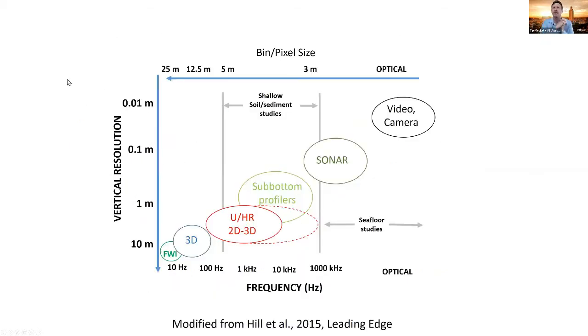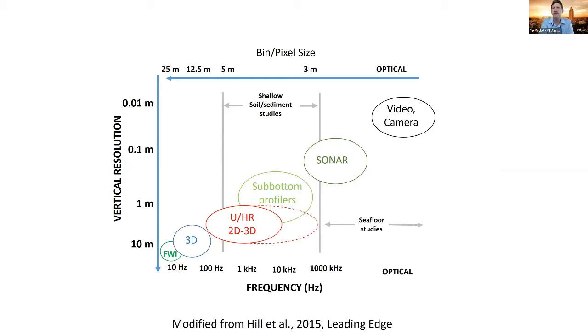For me, this diagram helps put this in context. Just quickly, the lower horizontal axis is frequency. That more or less relates to an upper horizontal axis, which is maybe your bin size or your pixel size of your final data set. And then the vertical axis is vertical resolution.